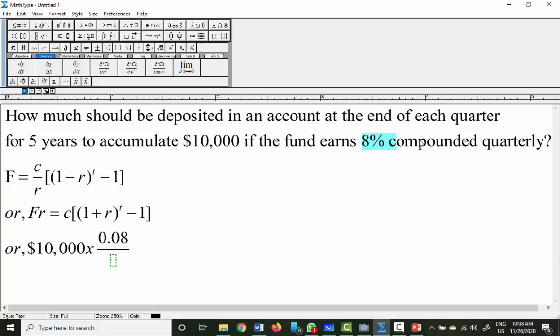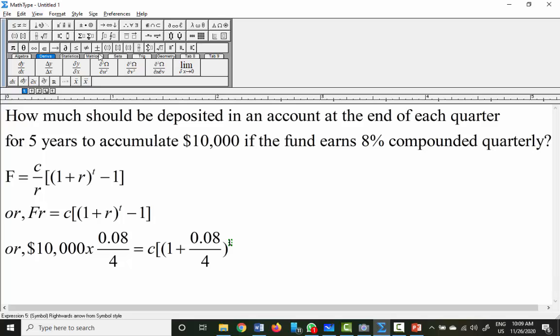But this is the annual rate, and it will be compounded on a quarterly basis, which means in 1 year we have 4 quarters. So to find the quarterly rate we need to divide it by 4, equal to C, which we don't know. So 1 plus this is the value of R. We could directly write 0.02 here as well. No problem with that.